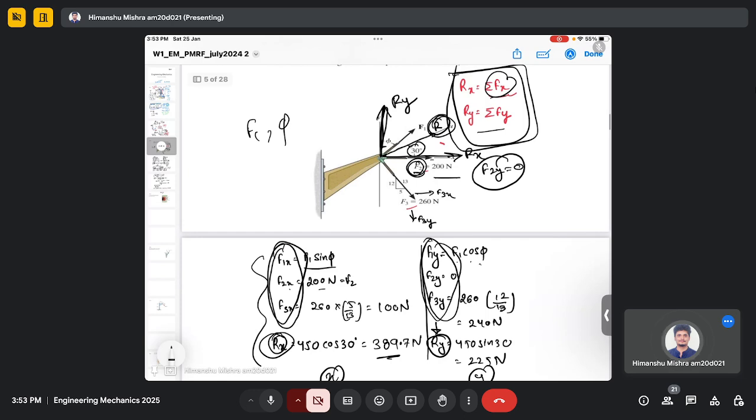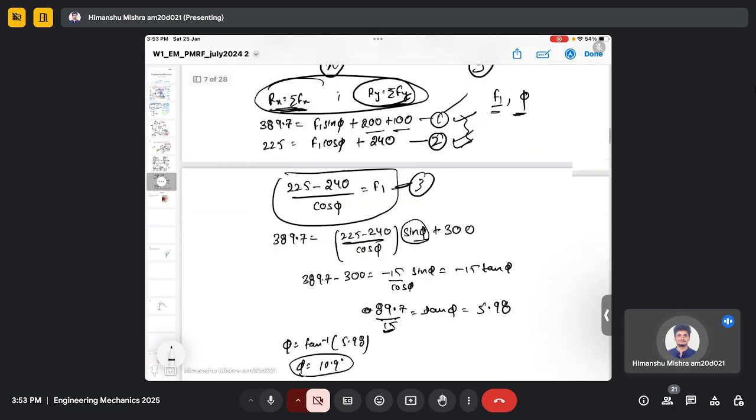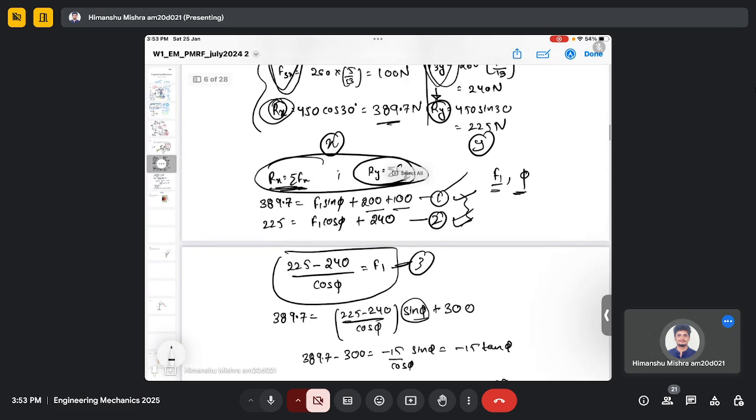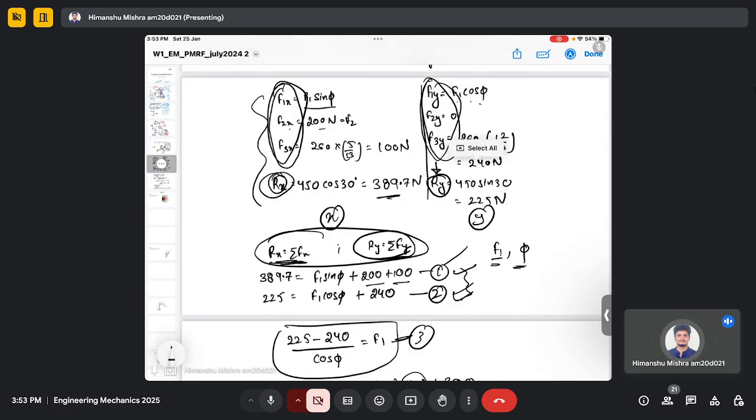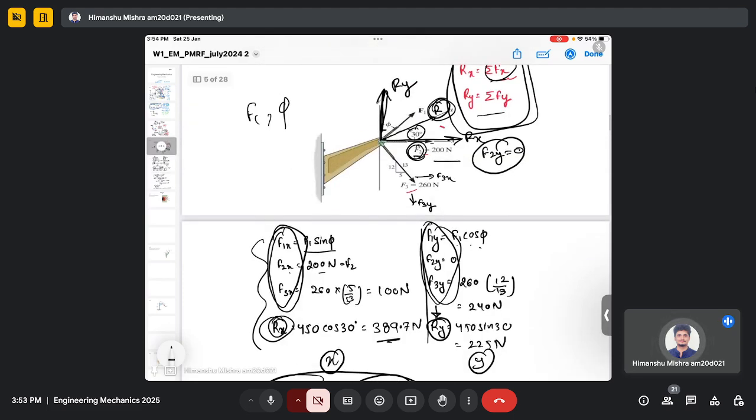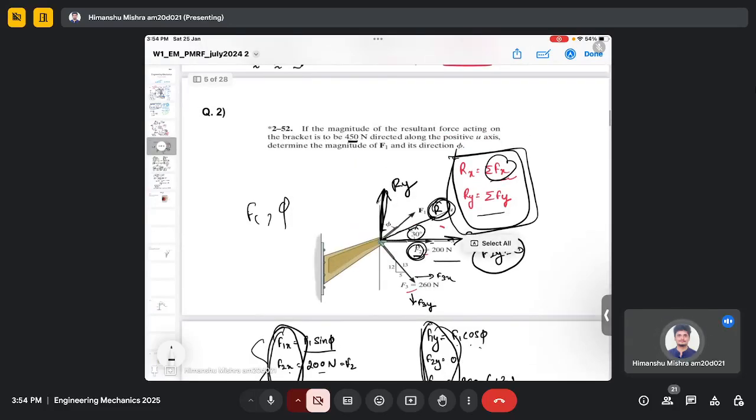So any doubt in this problem? Even though it is a little involved in mathematics, you can see the concept is pretty much the same that we have been using. So let's move to the next problem, and we will be using the same concept in the next problem as well.